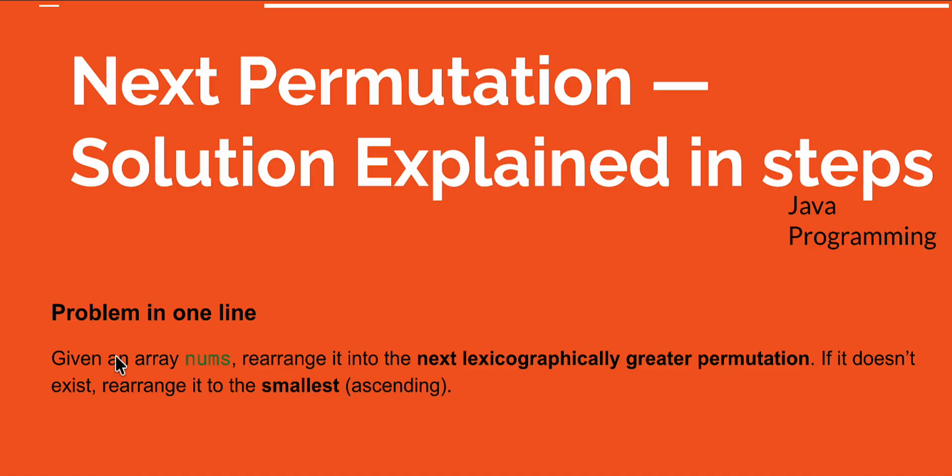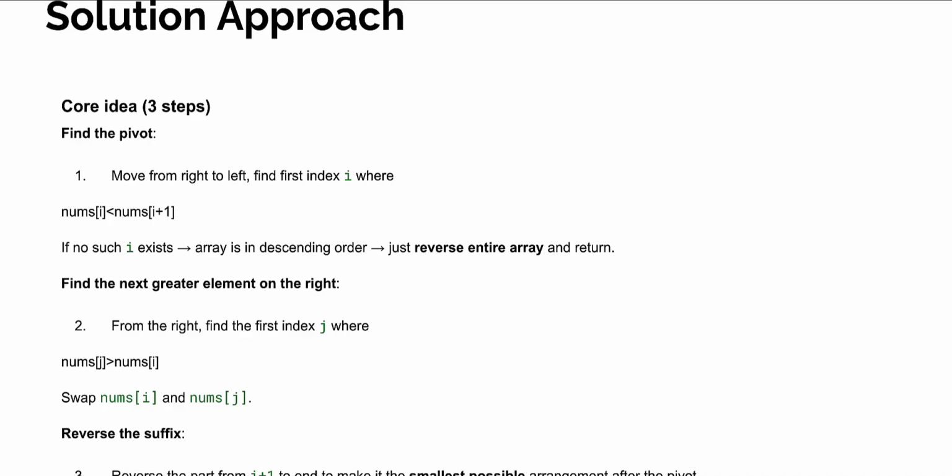Problem in one line. Let me quickly give you a brief overview, but I have explained this problem in detail. This is a tricky one. If you don't understand the problem, please see the previous video, where I have given a thorough explanation of the problem itself. Given an array of nums, rearrange it to the next lexicographically greater permutation. If it doesn't exist, then return the smallest ascending order.